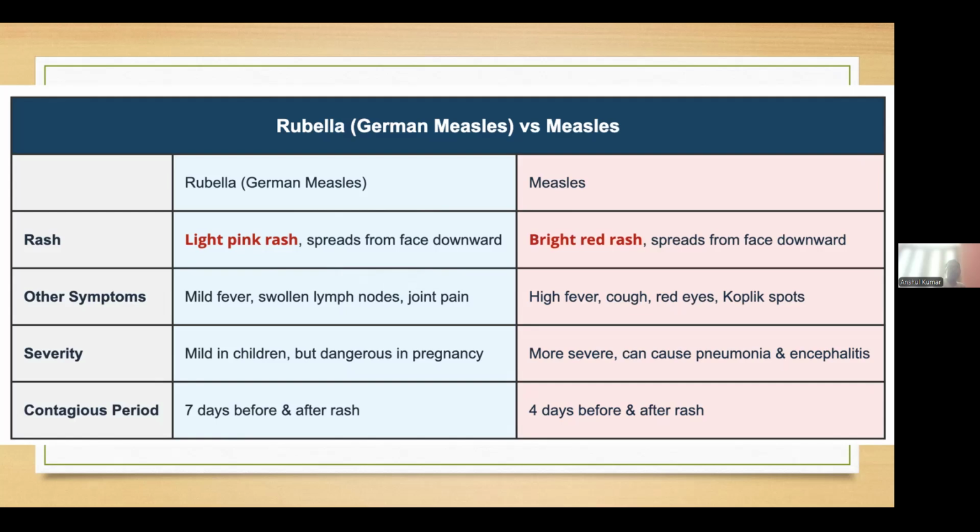Other symptoms in German measles are mild fever, swollen lymph nodes, and joint pain. Here, in measles, high fever, cough, red eyes, and Koplik spots are present. Severity is mild in children but dangerous in pregnancy. Measles is more severe and can cause pneumonia and encephalitis. The contagious period is 7 days before and after rash, whereas in measles the period is 4 days before and after rash.